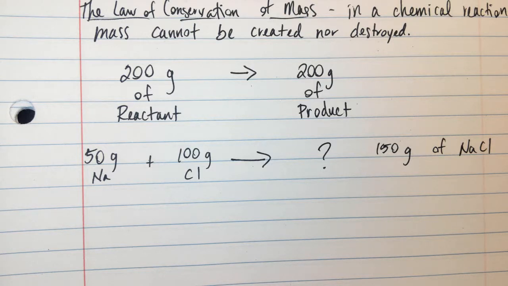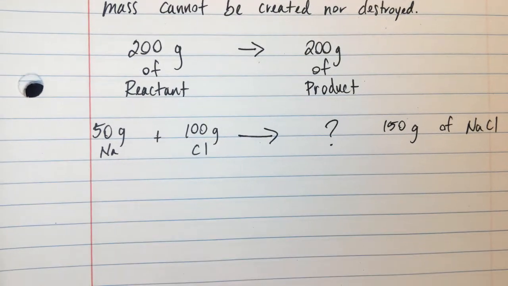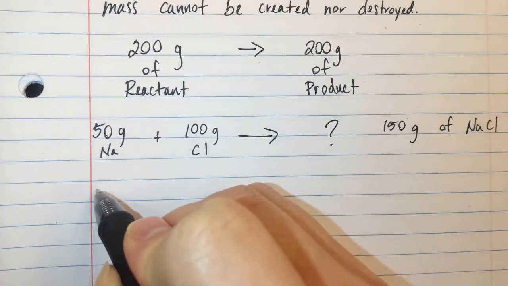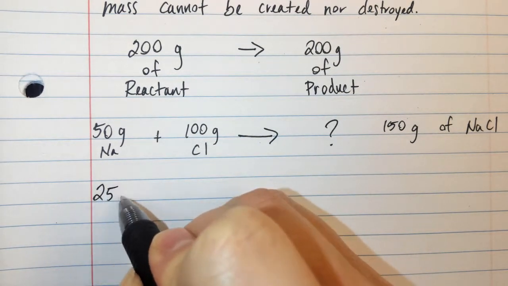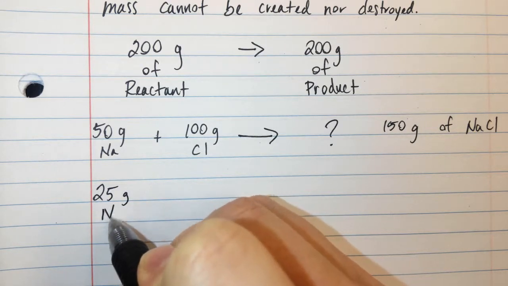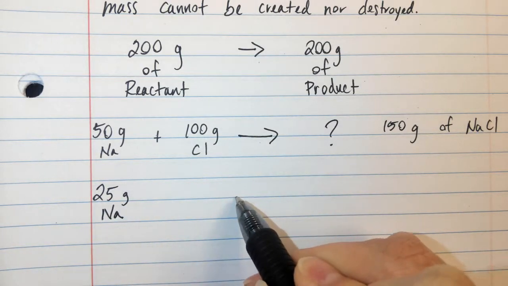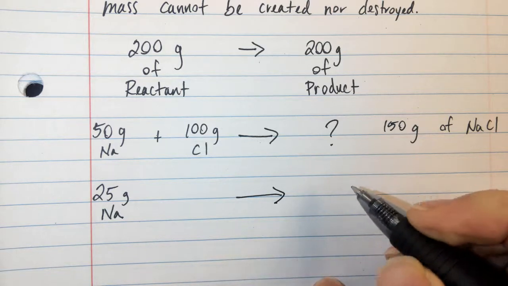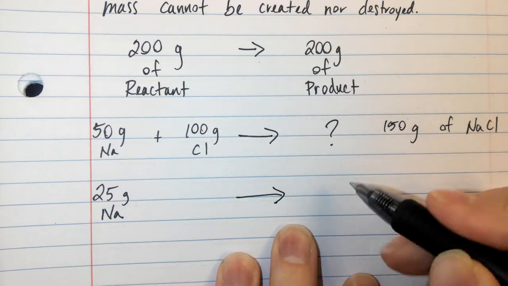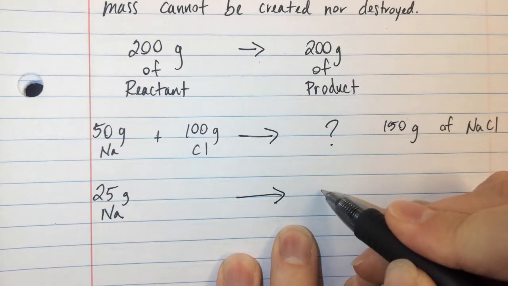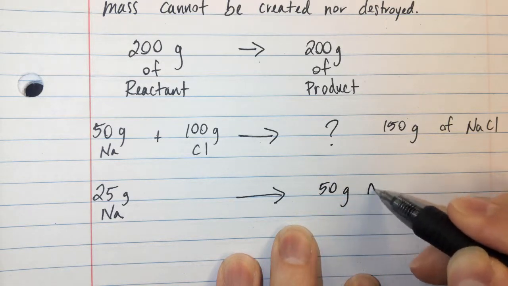Or maybe it would look like this. You have 25 grams of sodium, and you measure your product, and your product has 50 grams of salt.